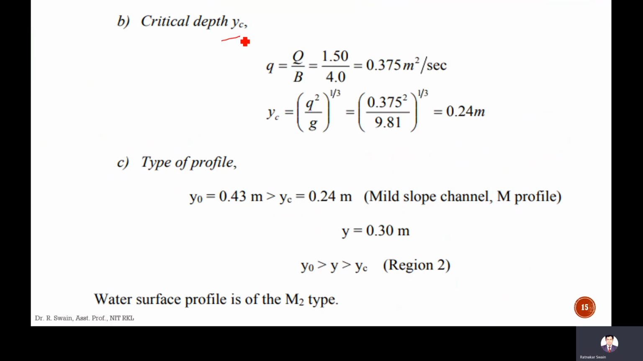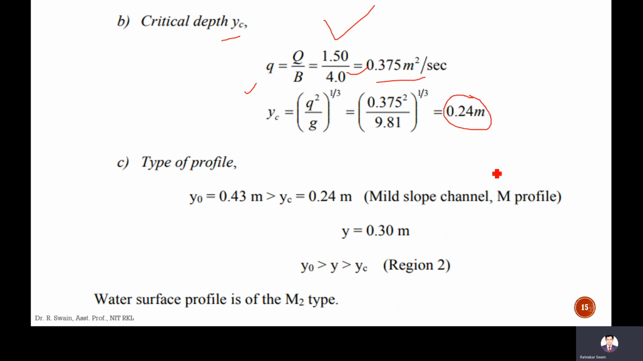Next, calculate yc. For the rectangular channel, the formula we have already derived is yc equal to q squared by g, to the power 1 by 3, and q is nothing but the discharge per unit width. The discharge is given, the width is given. So now we can put these values here, and you can obtain the yc value, that is 0.24 meter.